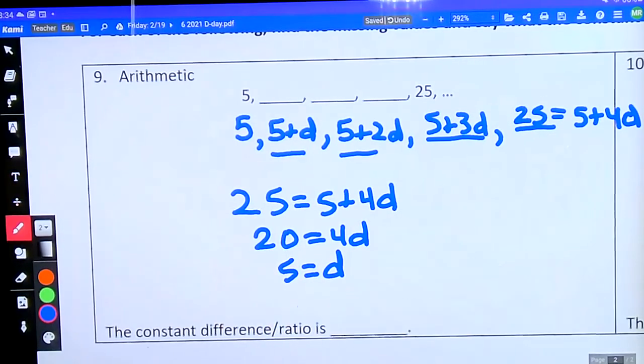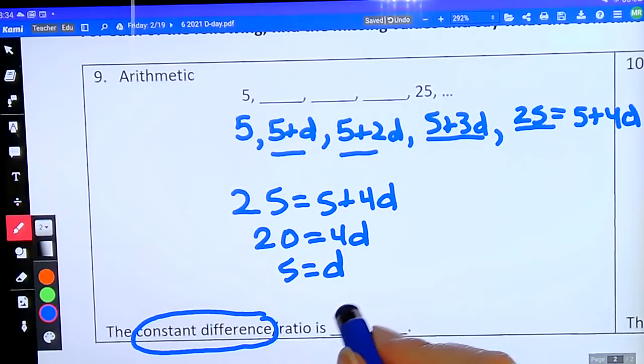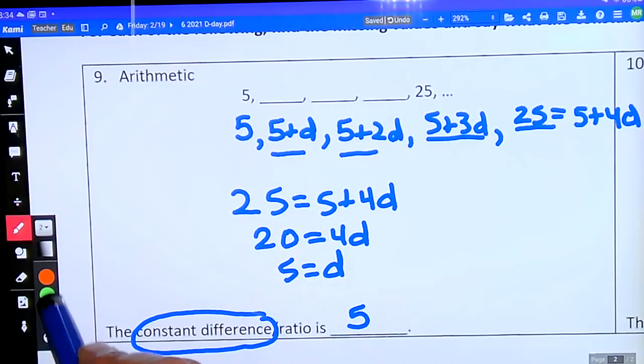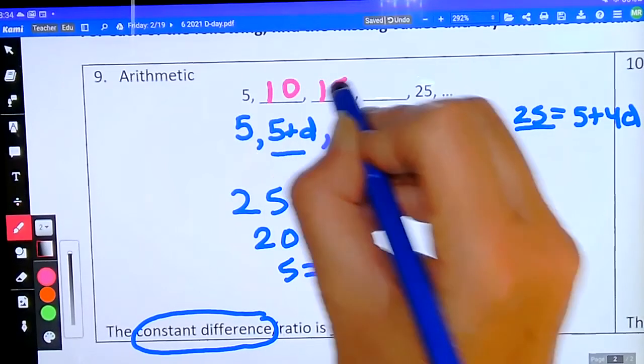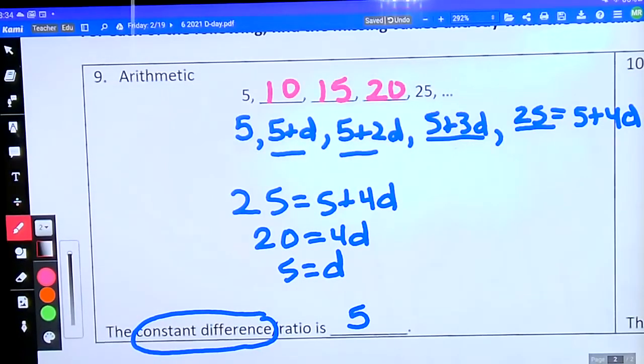So my constant difference or common difference is 5. And if they want me to fill in the missing terms, I am adding 5. So this is 10, 15, 20, and then 25.